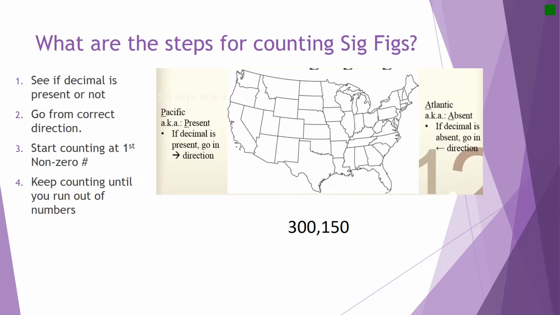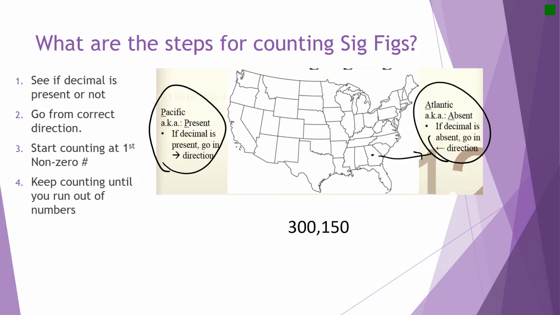So first you're going to have to know how to count sig figs. And so I use this PA system, where it's Pacific or Atlantic. I always think of Atlanta, Georgia, and that's on the Atlantic. Pacific, you think, oh, pacify, chill. That's what I think of California, so that's the Pacific.